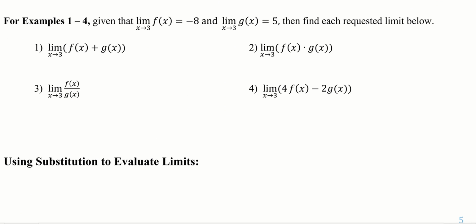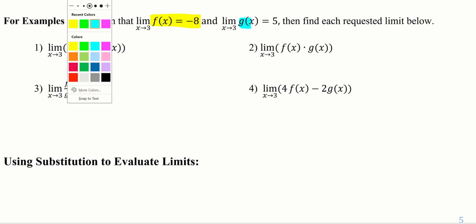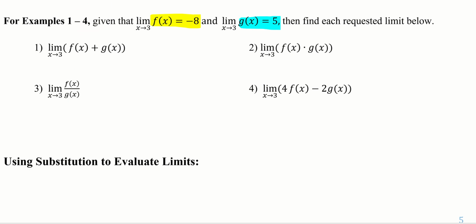So let's look at a few of these. These are ones that we know. We know f of x is -8, and g of x is 5. The first one is just the sum property. So f of x is -8, and g of x is 5, so I'm going to add 5. The sum property would give me -3. Not too bad, right?